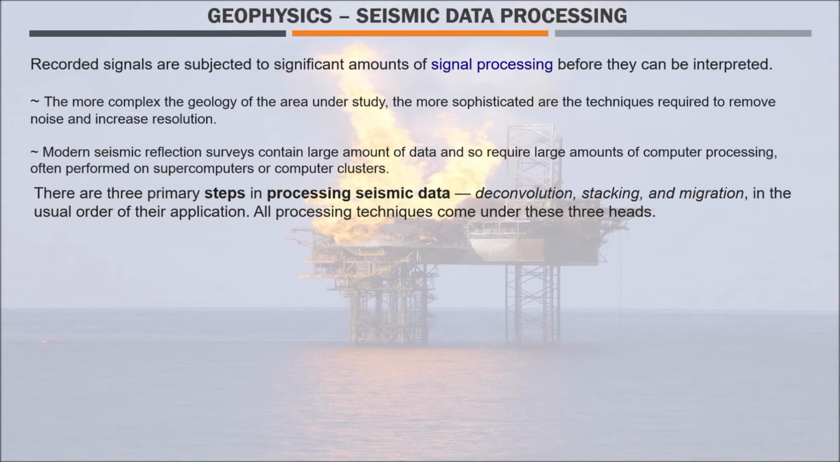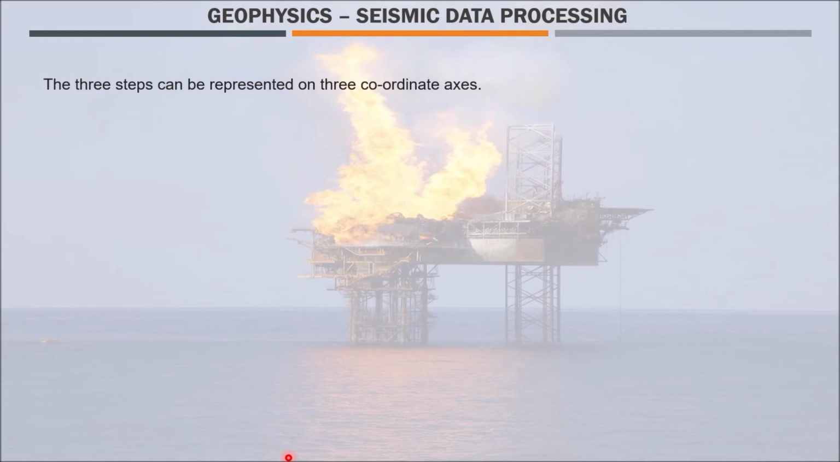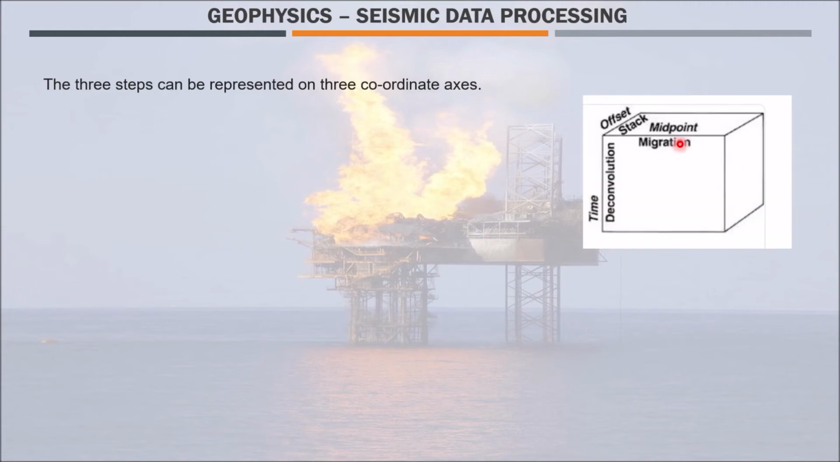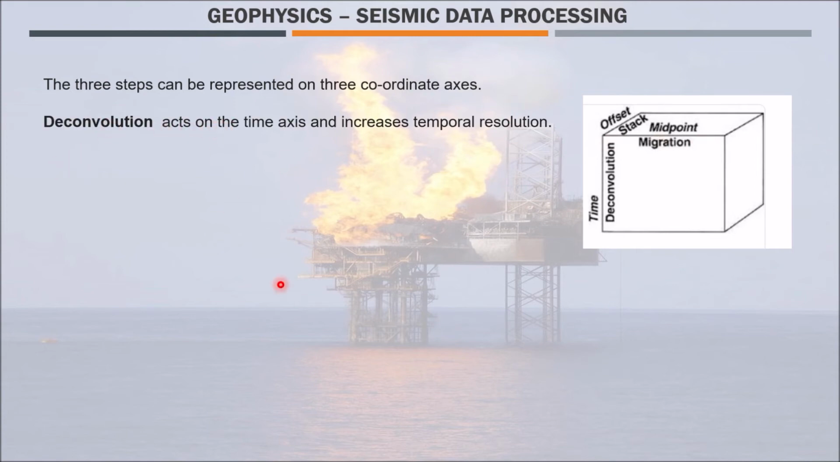This is the usual order: deconvolution, stacking, and migration. All processing techniques come under these 3 heads. These 3 steps can be represented on 3 coordinate axes. If you see this cube here, deconvolution is on the z-axis, offset is on the x-axis, and migration is on the y-axis. The deconvolution acts on the time axis, and its job is to increase the temporal resolution.